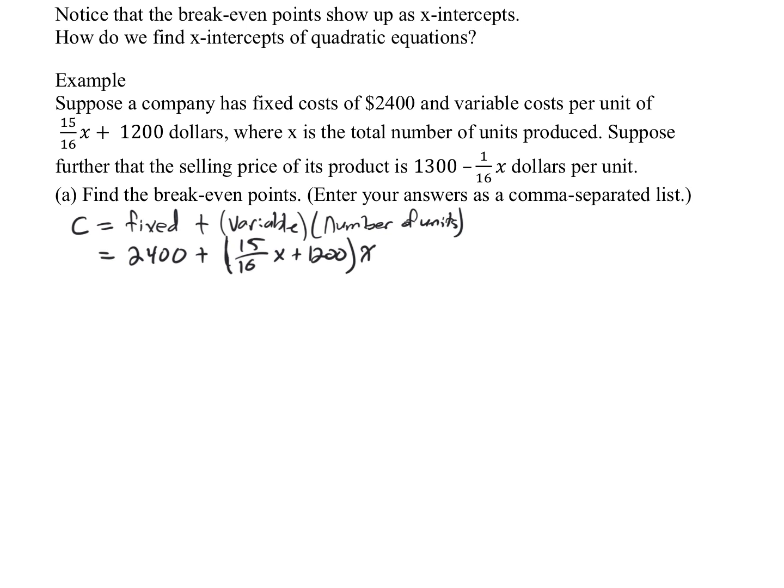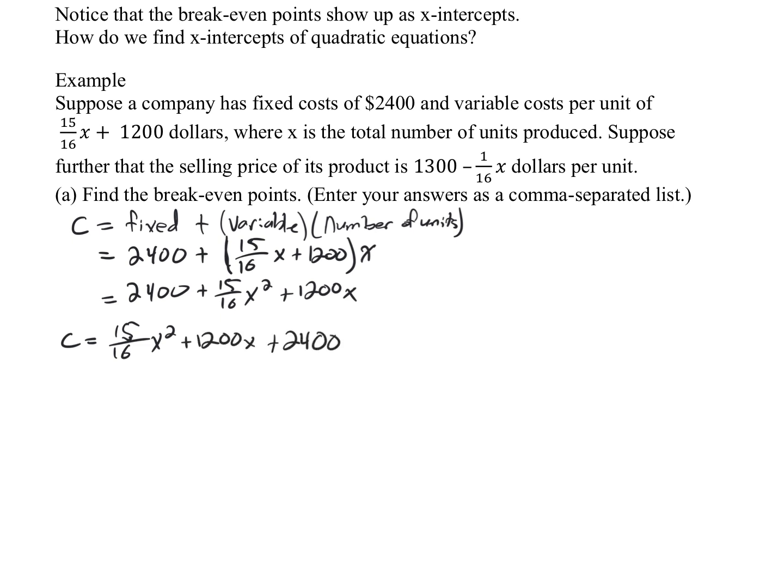So we'll distribute the x into the parentheses, and then write these in descending order, and we'll have our function. So 2,400 plus 15/16 x squared plus 1,200x. C is equal to 15/16 x squared plus 1,200x plus 2,400. I'm boxing it in just for my reference, but it's not the answer to the question necessarily.